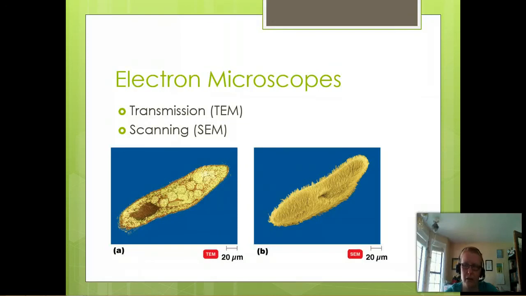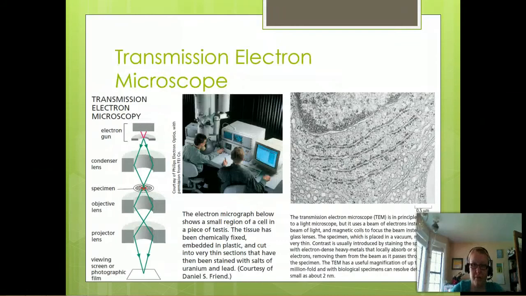Now, the big difference between transmission and scanning, well, there's a difference in the technique, but the big difference in the product is that a transmission will provide you a slice of an image, and this is in how you prepare your sample, whereas the scanning provides you a three-dimensional image. And so you can see the differences here on this slide. You can see how we have the slice of the cell and then we have the outside of the cell. So it's important to make sure you understand which microscope generates which kind of image.